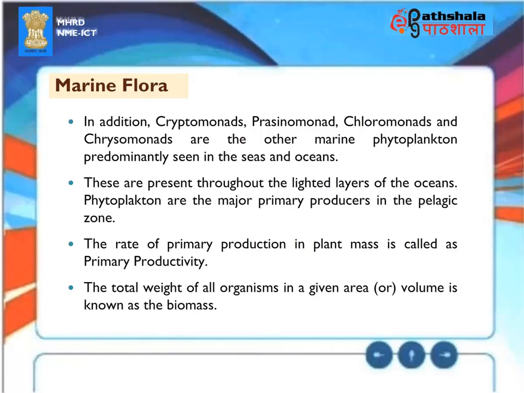These are present throughout the lighted layers of the oceans. Phytoplanktons are the major primary producers in the pelagic zone. The rate of primary production in plant mass is called as primary productivity. The total weight of all organisms in a given area or volume is known as the biomass.